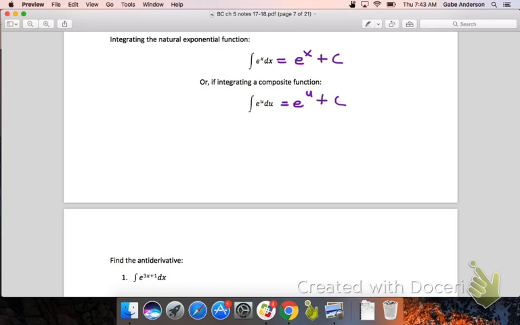But of course, this is that composite form, and so this is going to really depend on if you have the correct du. This is going to be a chain rule situation, maybe a u substitution if you want. So we'll want to make sure that that du is correct, and if it is, then the antiderivative is simply e to the u plus c. All right, so let's look at our example here, number 1 down below.